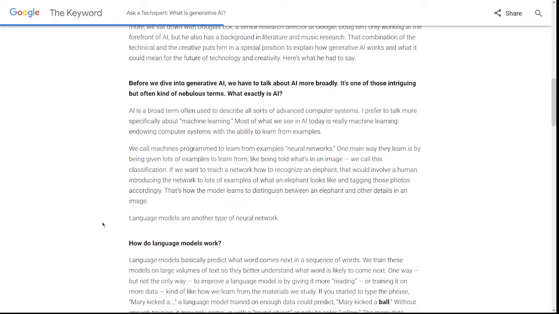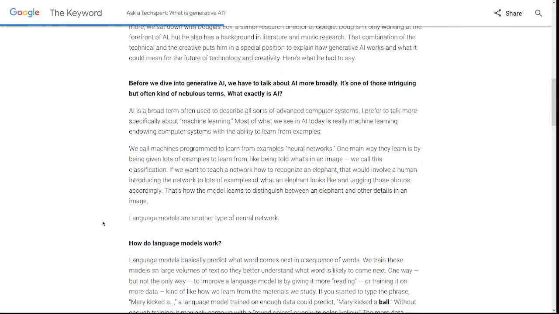Before we dive into generative AI, we have to talk about AI more broadly. It's one of those intriguing but often nebulous kind of terms. What exactly is AI? AI is a broad term often used to describe all sorts of advanced computer systems. I prefer to talk more specifically about machine learning. Most of what we see in AI today is really machine learning, endowing computer systems with the ability to learn from examples. We call machines programmed to learn from examples neural networks.